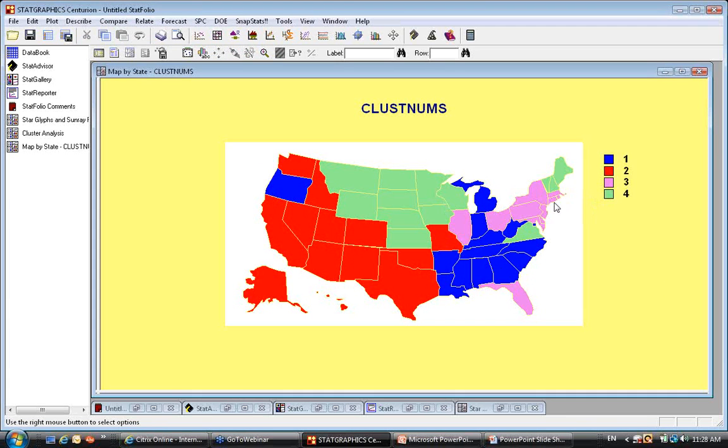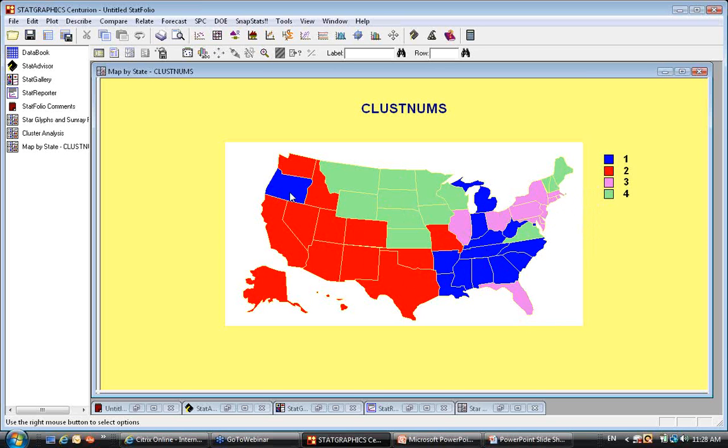The second group, well, there's another group of states which is primarily the southeast, except for Florida. There's a green group which is the north central states, together with my state of Virginia and a few of the New England states. And then finally group 3, which is mostly the northeast, plus Ohio, Illinois, and Florida.